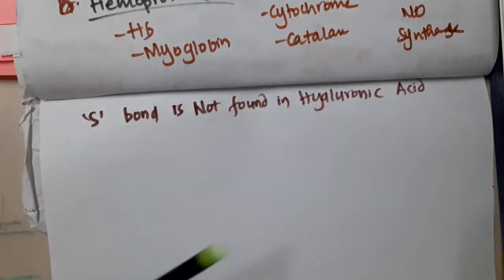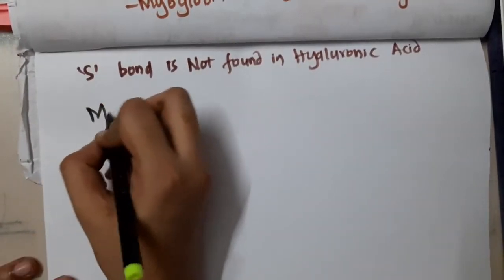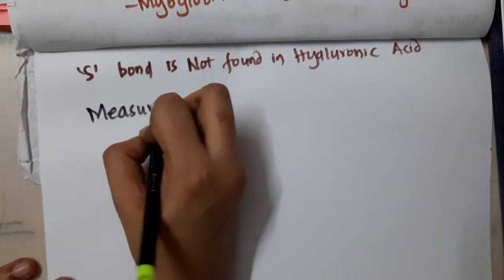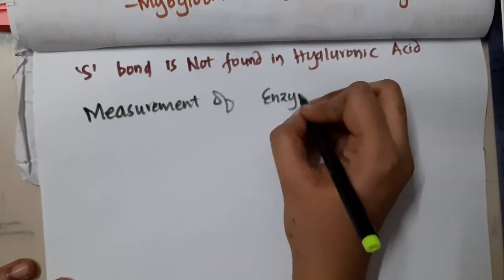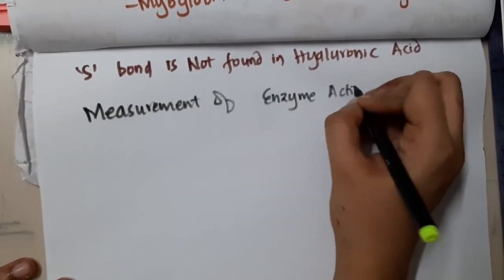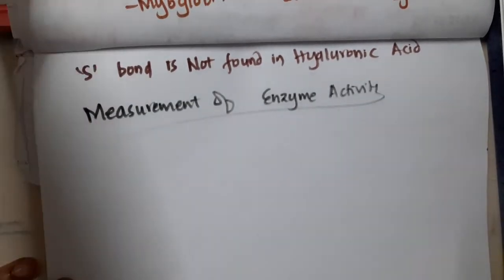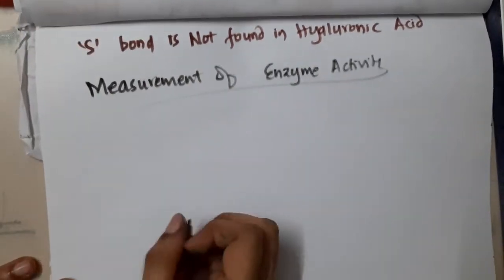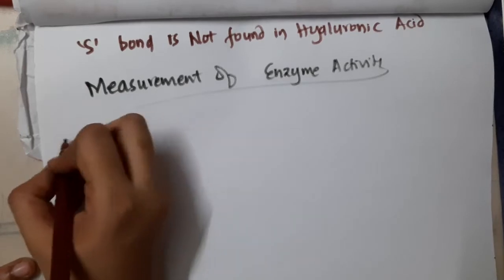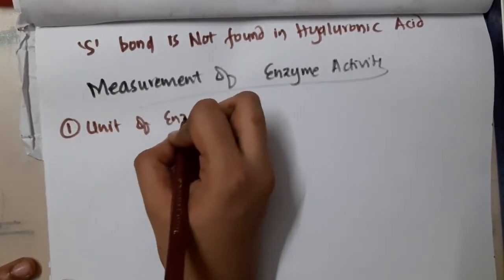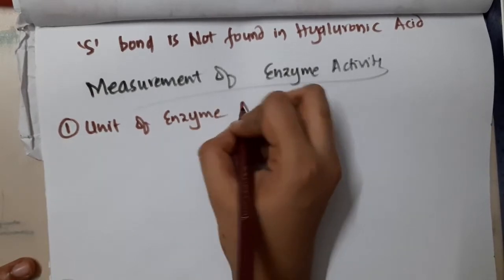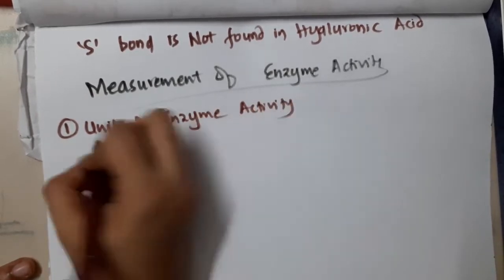Friends, let us now learn some important points about the measurement of enzyme activity. How are you going to measure the enzyme activity? If you see this measurement of enzyme activity, number 1, you have one method which is the unit of enzyme activity. What is the unit of enzyme activity?